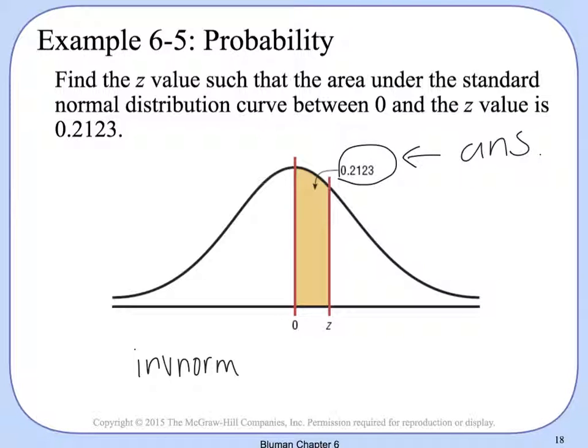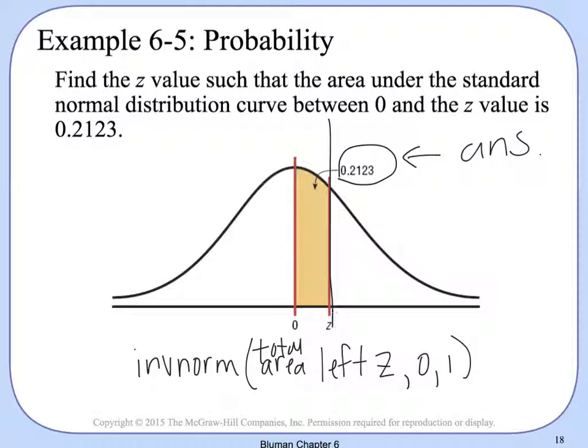The area you are going to type in is the area that is to the left of the value that you want. And then you always put mean as 0 and standard deviation as 1. So I'm going to put the general rule here. And you need to put this in your notes somewhere because I don't want to have to keep saying this. For inverse norm, it's the total area that would be to the left of the z value or the x value, okay? And then comma, 0, comma, 1, okay? So the total area that's to the left of this value.